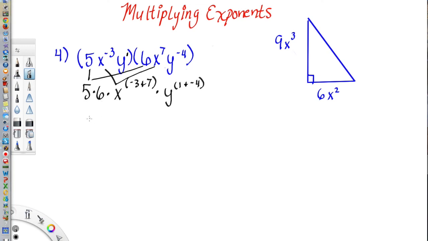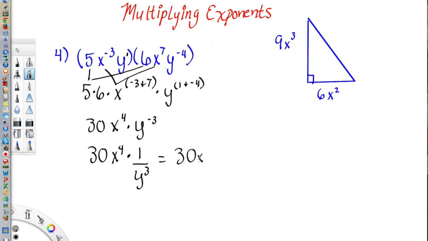5 times 6 is 30. And then I add up my exponents. A negative 3 plus a 7 is x to the 4th power times a y, and then a 1 plus a negative 4 is a negative 3. So this is going to end up looking like 30x to the 4th power times y to the negative third power, which is really repeated division, so it's 1 over y to the third power. When I clean that up, it's going to look like 30x to the 4th power over y to the third power.